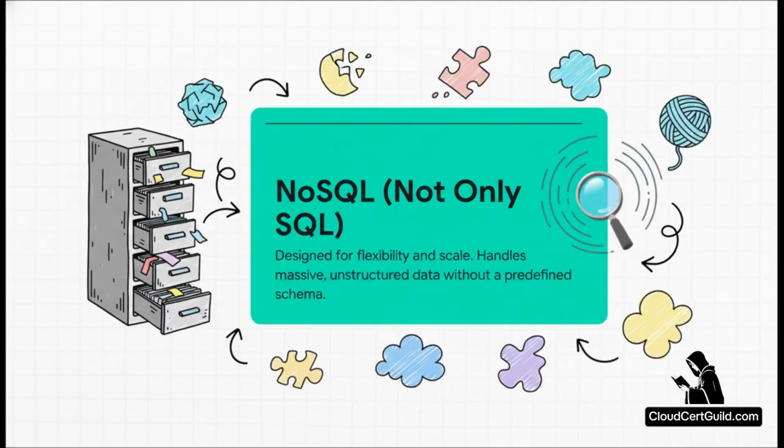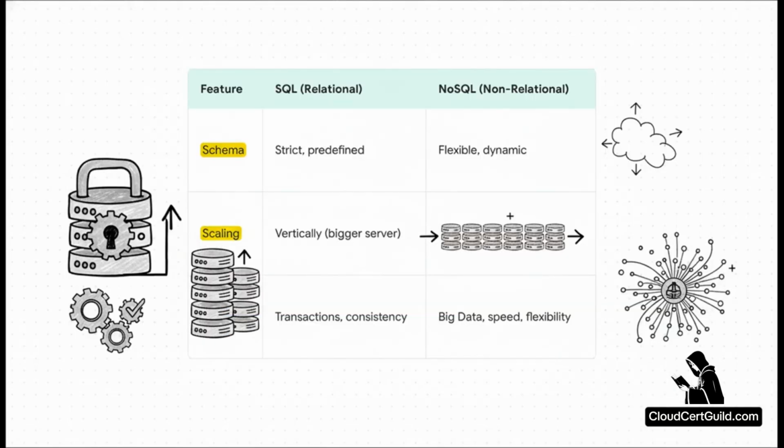And then you have the other side of the coin, NoSQL. Now, a lot of people get this wrong. It doesn't mean no to SQL. It actually means not only SQL. This is our flexible filing cabinet. These databases are built for the messy, unpredictable, and often huge data sets of the modern world. You don't need a schema. You can just toss data in, and it gives you this incredible freedom to change and evolve your app on the fly.